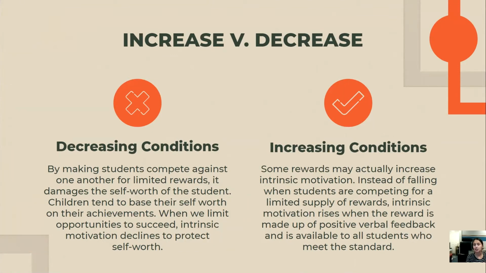Younger children and younger adolescents tend to base their self-worth based on their accomplishments. They base how much they are worth to society on how much they've accomplished. When we limit the opportunities to succeed, intrinsic motivation declines to protect their self-worth. They're less likely to learn to protect how much they think they're worth in society.